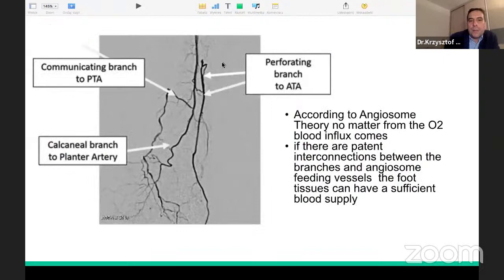This is a typical case of occlusion of both tibial arteries, and the foot is fed only by peroneal arteries, but because of these interconnections, we can reduce the risk of amputation. If we, for example, have a lesion at the peroneal and we can get rid of it or make a PTA and improve the inflow to the one vessel, by these interconnections we can improve the influx of the blood into the foot.